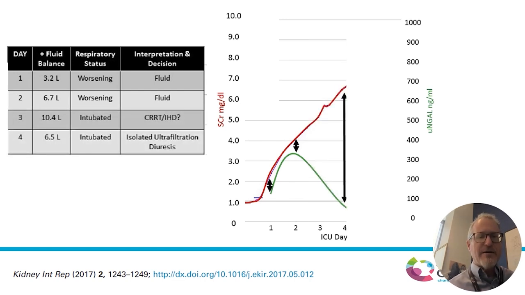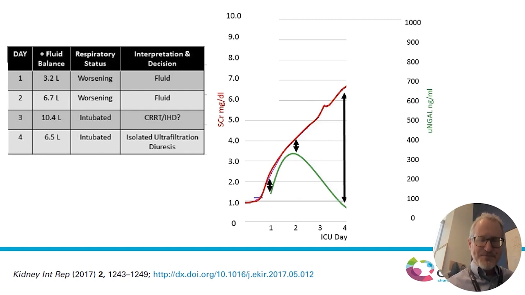He was still intubated on day 3, and he was 10 liters volume overloaded. And we had the decision, should we start CRT or intermittent hemodialysis? But look at day 3 and day 4. NGAL is coming down even though the creatinine is going up. This was a big issue because he did not have a dialysis line. He had a central line that was dual lumen but would not accommodate dialysis or CRT.